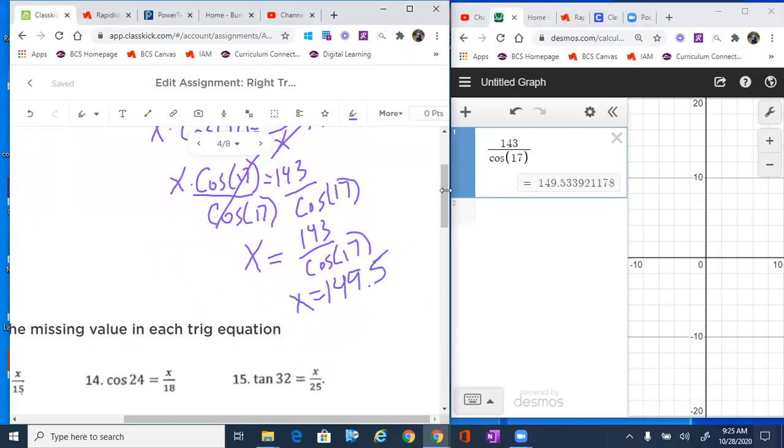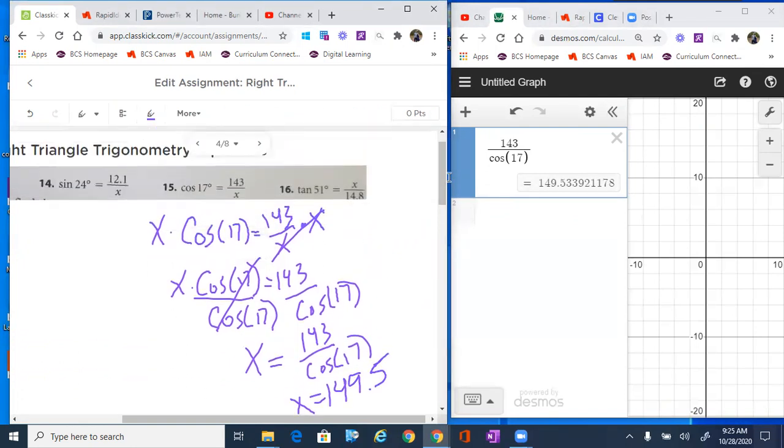Let's just say x is equal to 149.5. All right, I hope that helps y'all be able to solve basic equations with right triangle trigonometry.